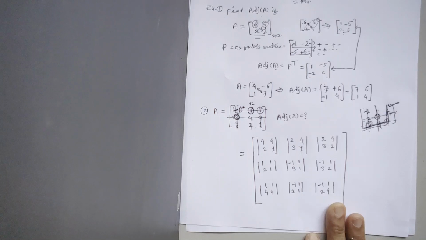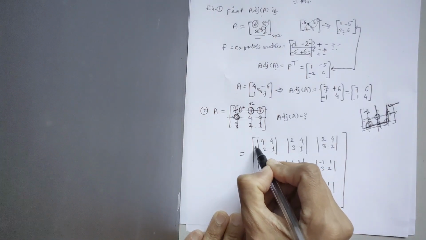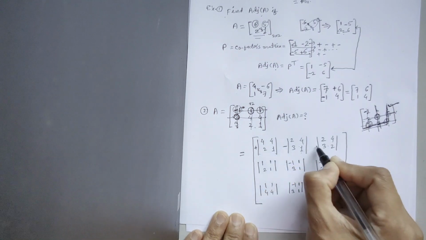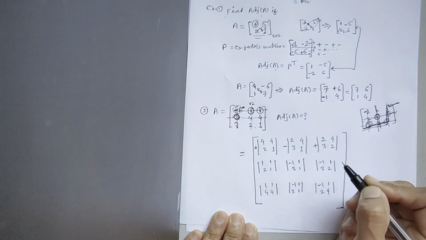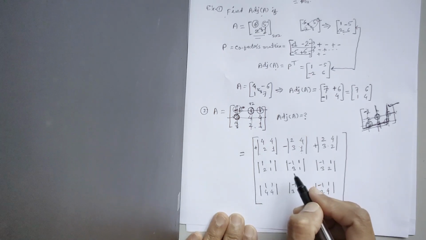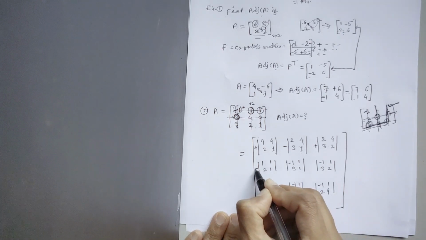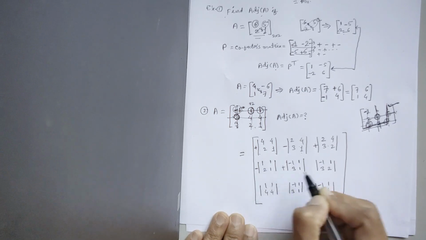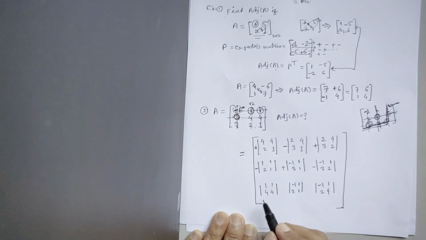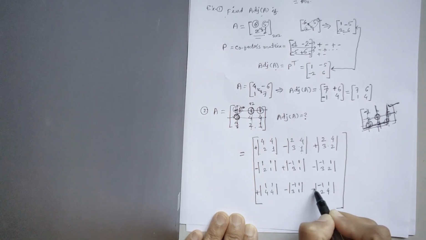Okay, all right. Now to change the symbol, first you start with plus sign. So here I have plus, minus, plus. Now for the second row, start with minus, plus, minus. For the third row, start with plus, minus, plus.